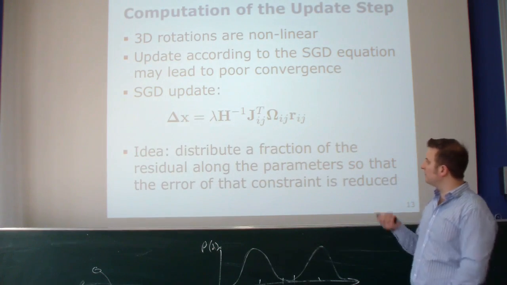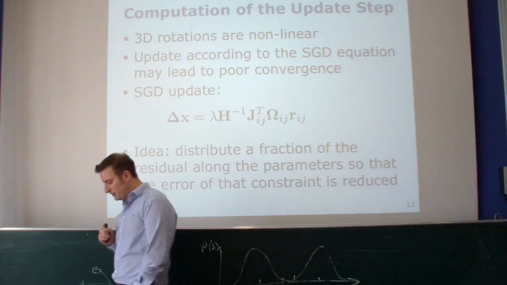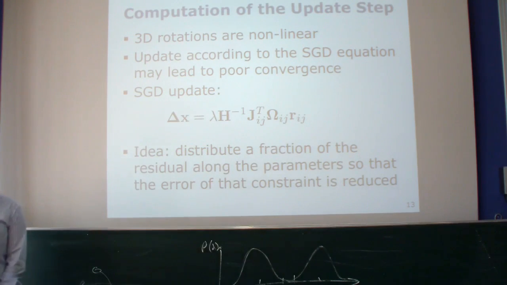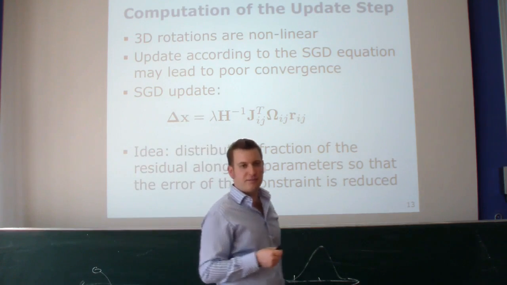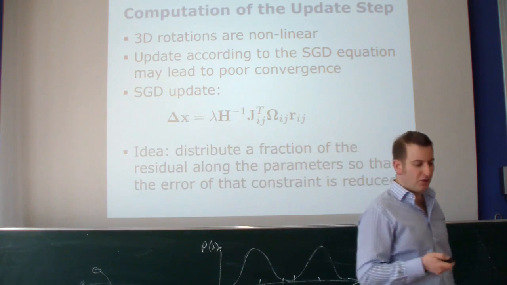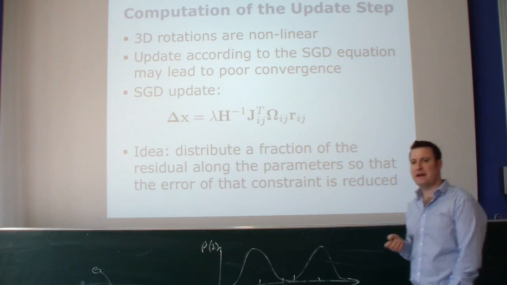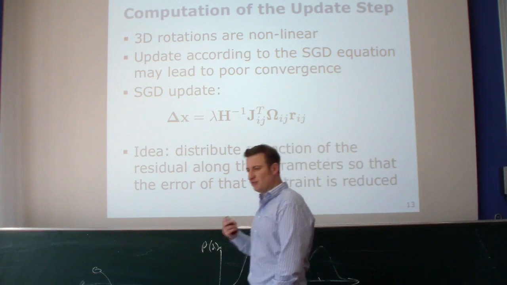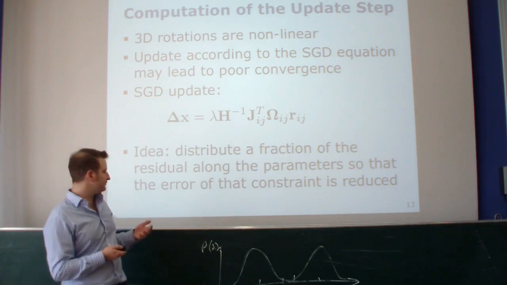So one of the ideas to improve that is to look at what this stochastic gradient descent update rule in every step actually means, and try to improve that and to better take into account the problems I have with the rotations. So I want to move away from exactly this update rule and find a better update rule which takes into account the properties of the 3D rotations.